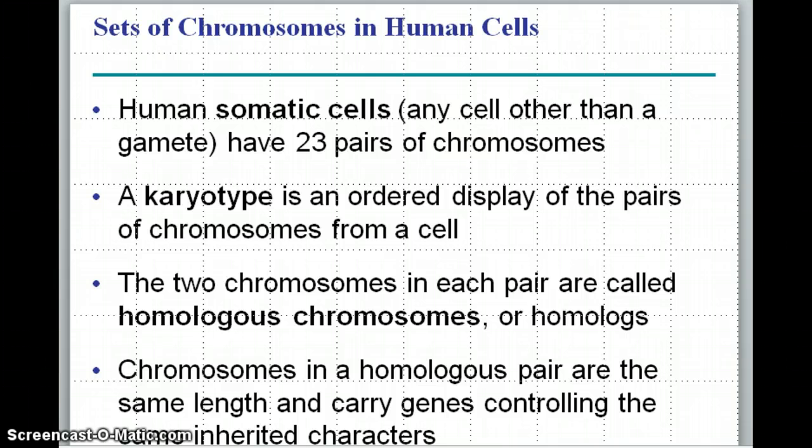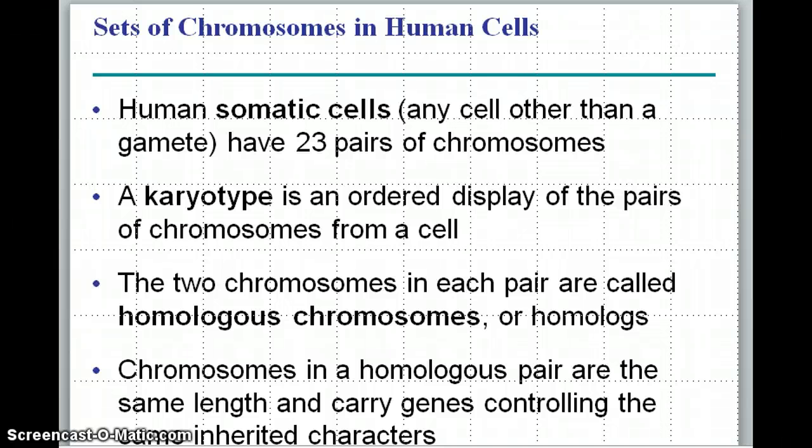A karyotype is made by creating a micrograph of your chromosomes when they're arrested in the metaphase stage, and it's basically a picture of what your chromosomes look like. It's a micrograph of your chromosomes where they are arranged in pairs, starting with the longest, going to the shortest, ending with your gender determining chromosomes. Results in an ordered display.